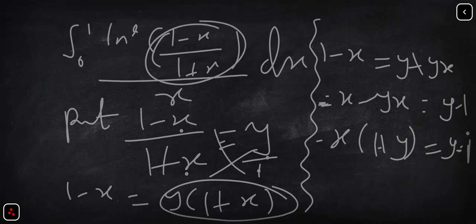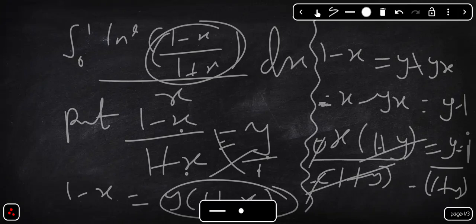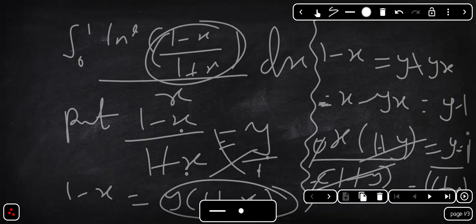Then we are going to divide both sides by 1 plus y, minus 1 plus y because of this minus here, so this is going to cancel each other. Then we can now say x is equal to 1 minus y over 1 plus y.